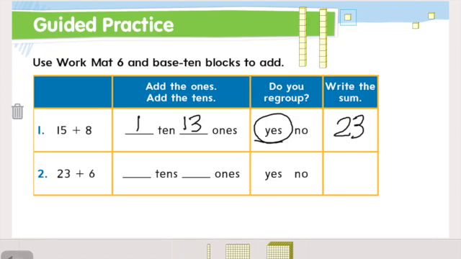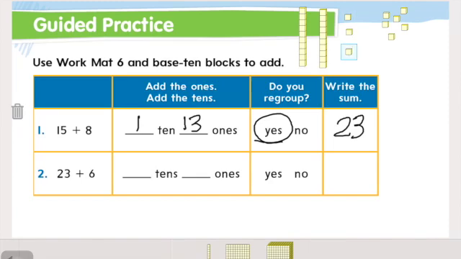Okay, and now keep your mat as it is. We're going to start with 23. And now we're going to add 6 more ones. So put 6 more ones on your ones side. And let's count how many ones we have. 6. I can count on. I don't have to start back at 1.